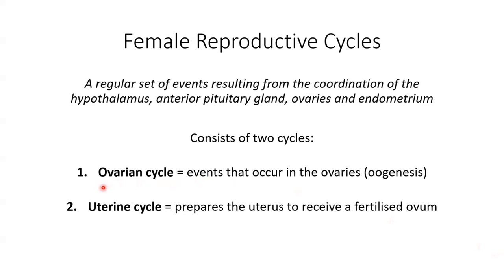And the ovarian cycle is a series of events that results in the maturation and the ovulation of a follicle and an oocyte in the ovaries. The uterine cycle, which you may also hear termed the menstrual cycle, is a series of concurrent changes that occurs in the endometrium of the uterus to prepare for the arrival of that fertilized ovum. So our ovarian cycle occurs in our ovaries, our uterine cycle occurs in our uterus.